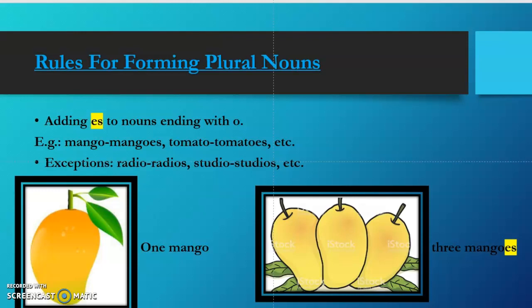We have few exceptions. Exceptions means the words which will not follow this rule. Like radio. Radio has an O in the end, but it will not have es in the end to make many radios. It will have only an s. Similarly, studio will become studios by adding just s.